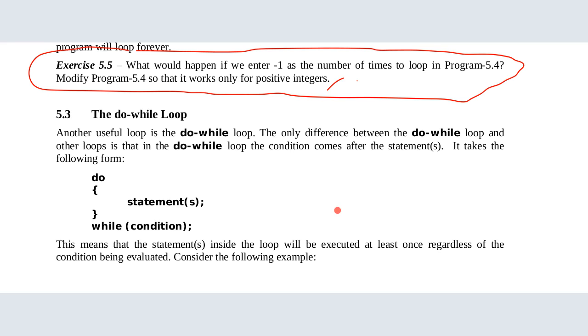So in the do while loop, just like the while loop, you take charge of initialization and increment or decrement. That is left to the discretion of the programmer to see a way through.